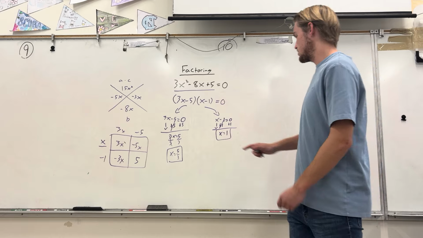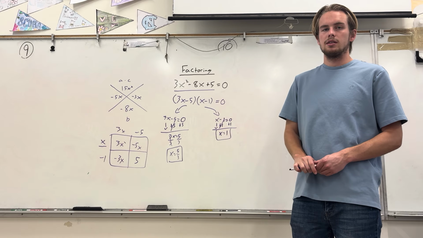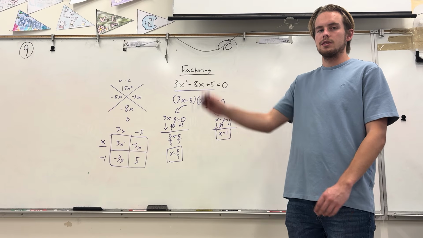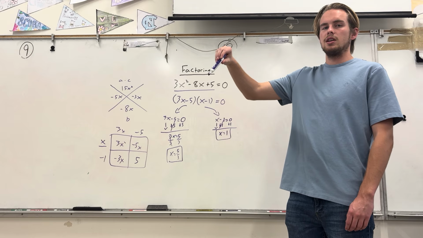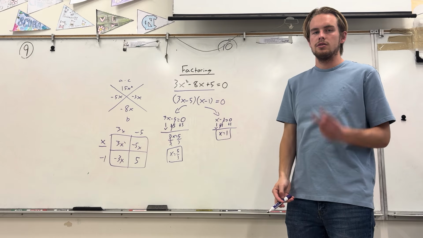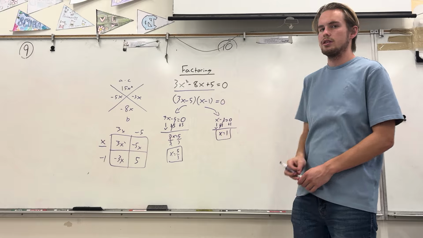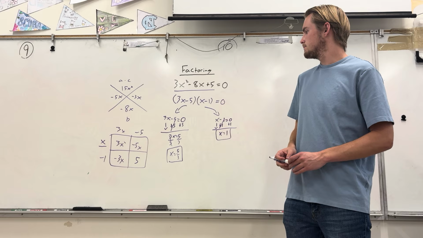We're going to get two separate answers, 5 over 3 and 1, because if you're thinking about a quadratic equation, it's going to be like a U shape or an N shape, and so it's going to hit the x-axis 2 times, because we're setting equal to 0. Yeah, that's it.